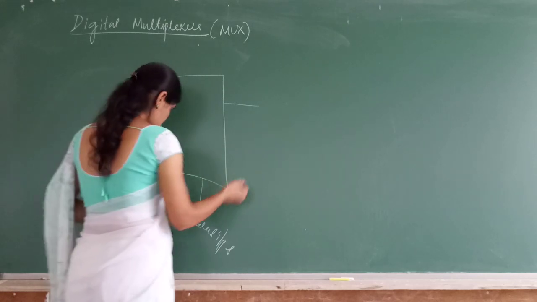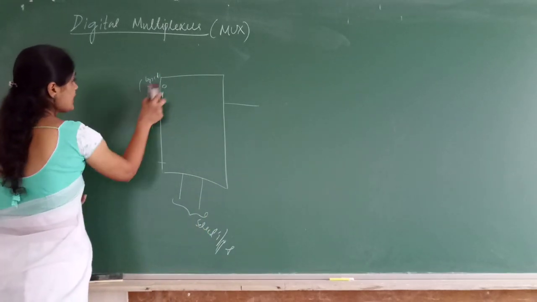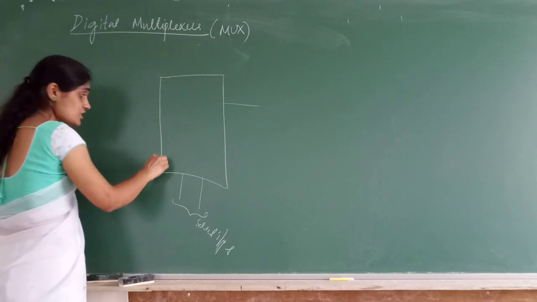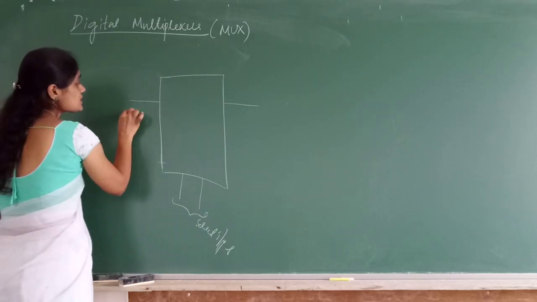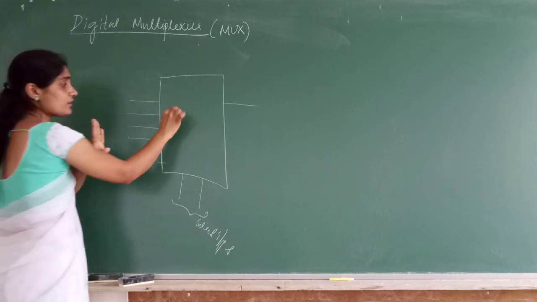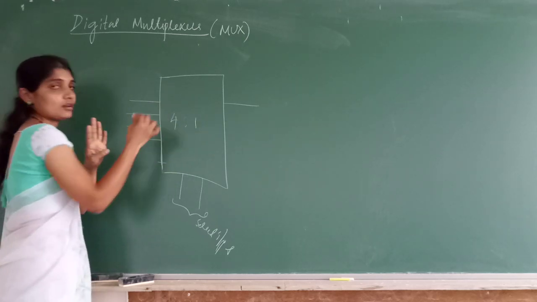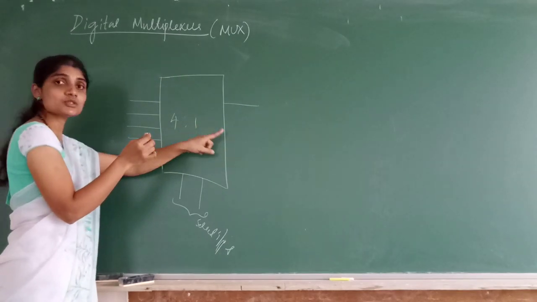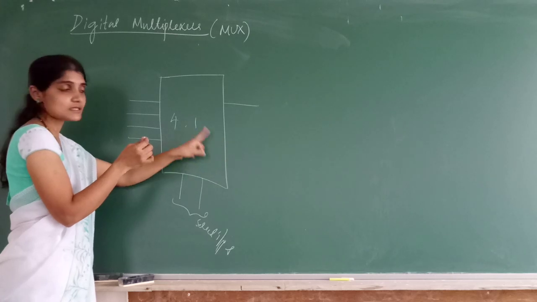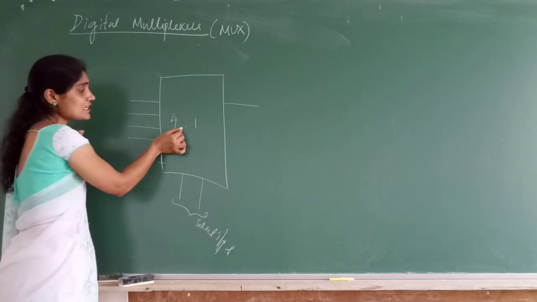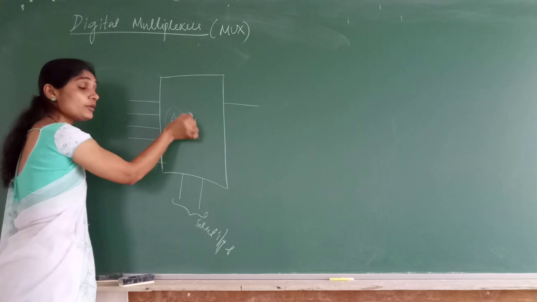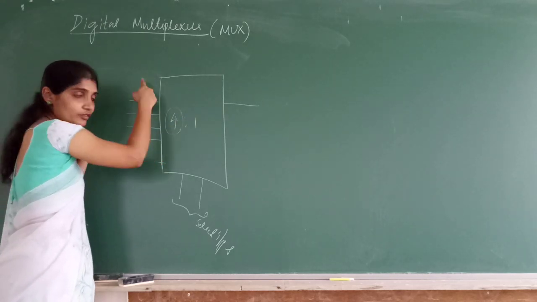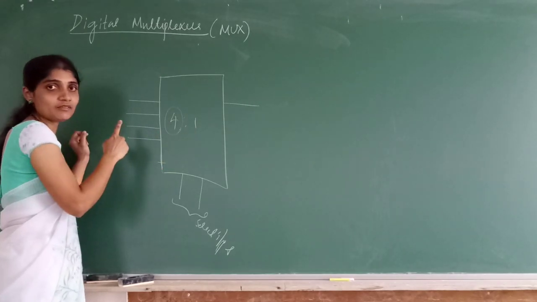We have a 2:1 mux, a 4:1 mux, a 16:1 mux. Let me take the 4:1 mux: 4 inputs to 1. Similarly 16:1 mux, 32:1 mux, 64:1 mux. So this tells us the number of inputs. And how many output lines will it have? Only one, right? A multiplexer selects 1 out of n input lines, so only one output line.